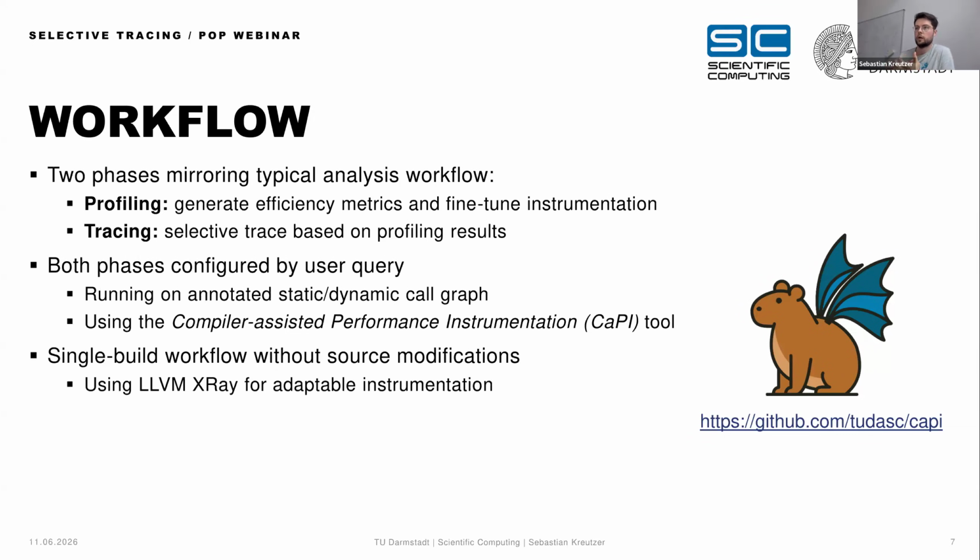In the first profiling phase, we run this query based on an annotated static call graph of the program. And in the tracing stage, we run on a dynamic call path profile that is annotated with the efficiency metrics. As the underlying tool, we are using the compiler assisted performance instrumentation, short CAPI tool. This is a tool we have developed here at TU Darmstadt for this purpose.